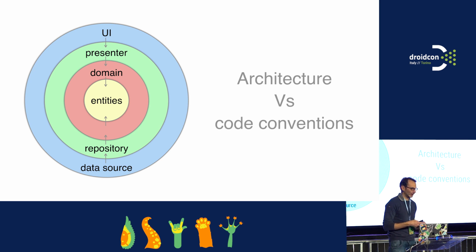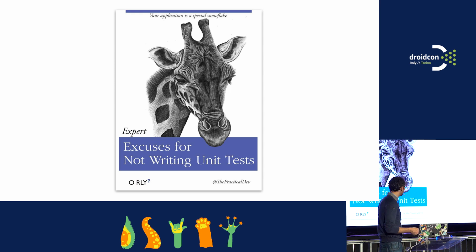The second pro is the one that I was talking about: architecture versus code conventions. In both examples, in the domain, we weren't using any Android code, so we could test it on the JVM, but thanks to the clean architecture, it's the architecture that forces us to avoid using that. In the previous example, it was just the code conventions. So writing on the wall or somewhere in the office that you shouldn't use Android code in the business layer.